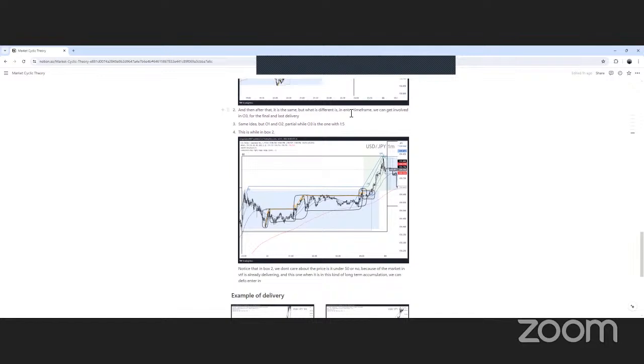It's basically this. This is the market cyclic theory, to tell me whether I should continue to anticipate this market to go long, or whether it should be starting to short right now.